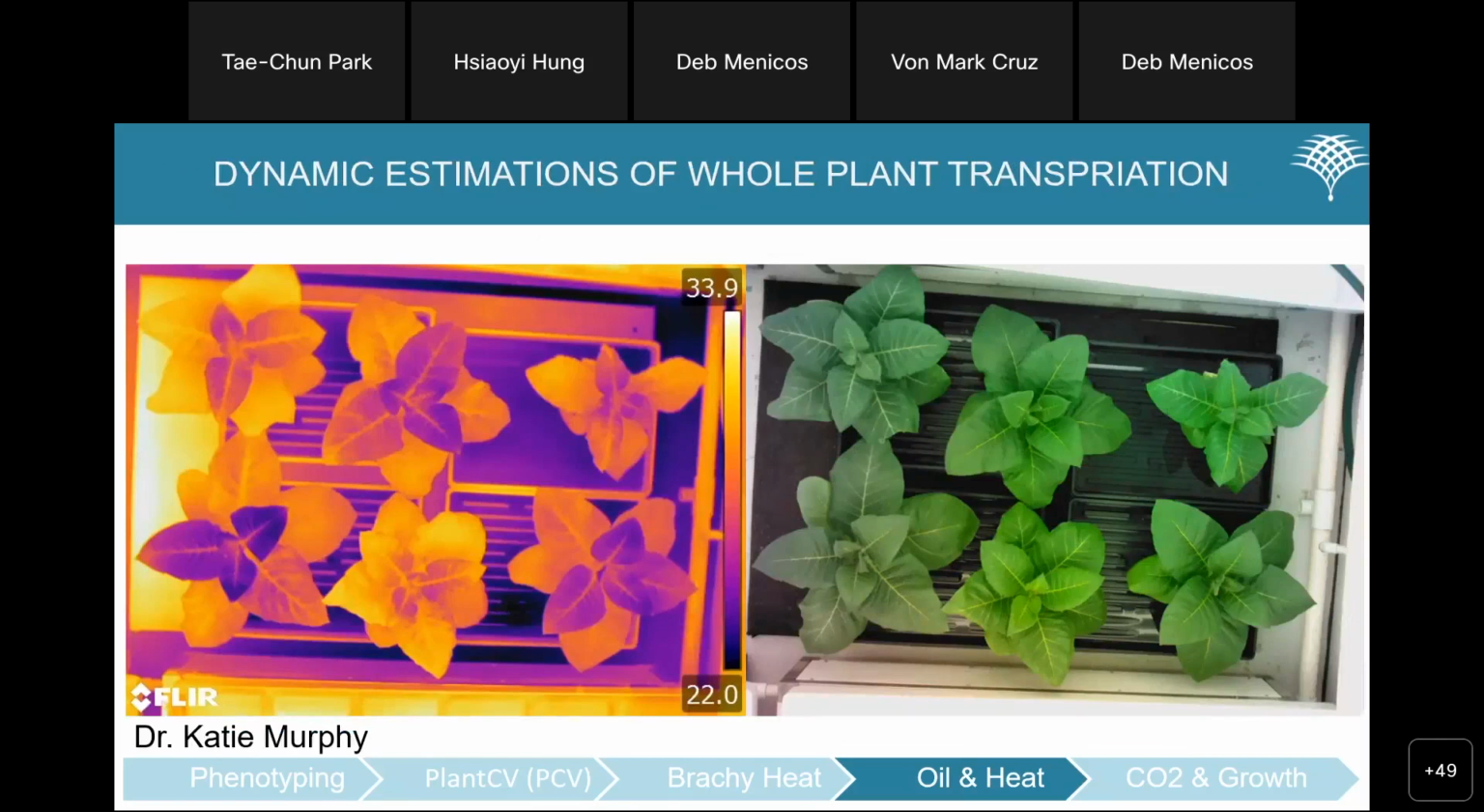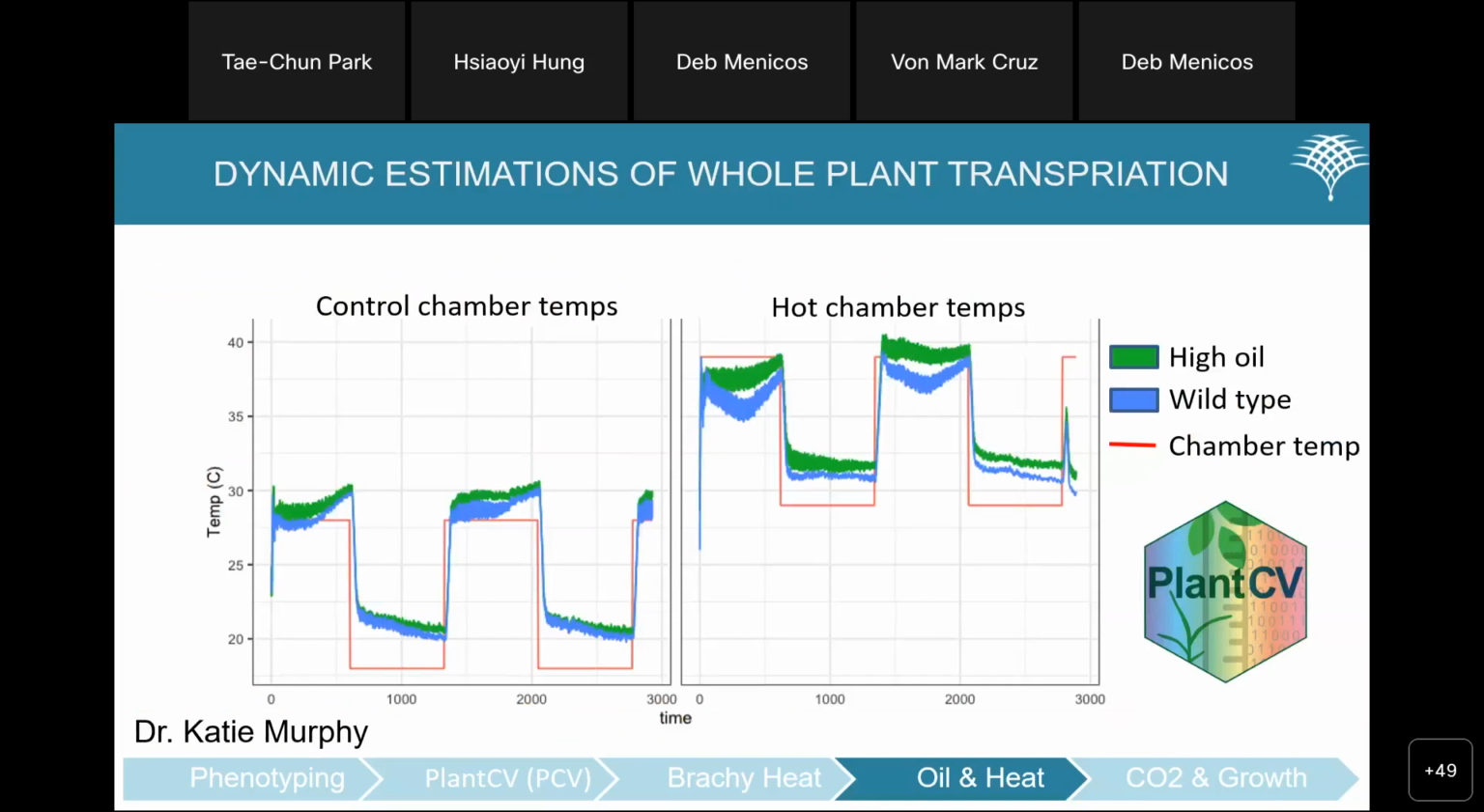So the first step to this project was that Katie did dynamic estimations of whole plant leaf transpiration using thermal imaging. And so she did this under high temperature conditions. We previously didn't have tools for thermal imaging in PlantCV, and so we needed them. And so we developed, selfishly, tools for thermal imaging that are now available in PlantCV.